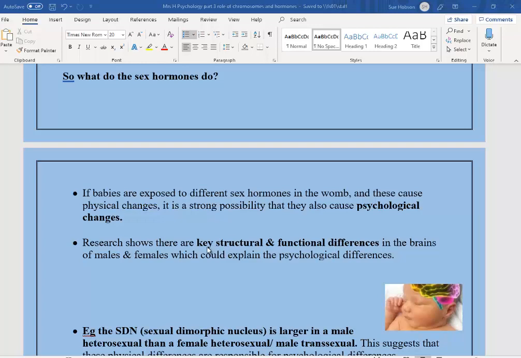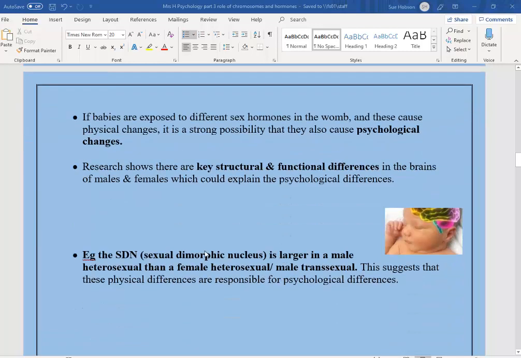And what we might want to say is that these are key structural and also functional differences in the brains of males and females. So one example being the SDN, sexual dimorphic nucleus, which we believe now is larger in a male heterosexual than a female heterosexual. And actually it's the same, the female heterosexual size of the SDN is the same size as a male transsexual. So that suggests that these physical differences in the brain may be responsible for psychological differences.